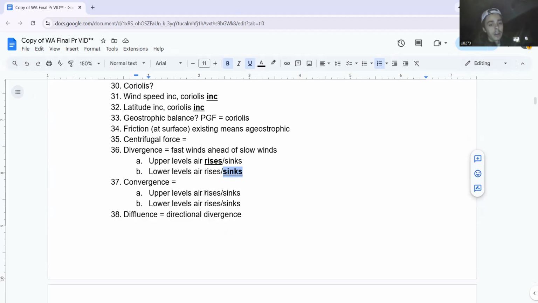Convergence is going to be slow winds ahead of fast winds. So it's converging, like the slow grandma in front of the speeding person behind. In the upper level, air is going to sink when that happens, and in the lower levels, it's going to rise.